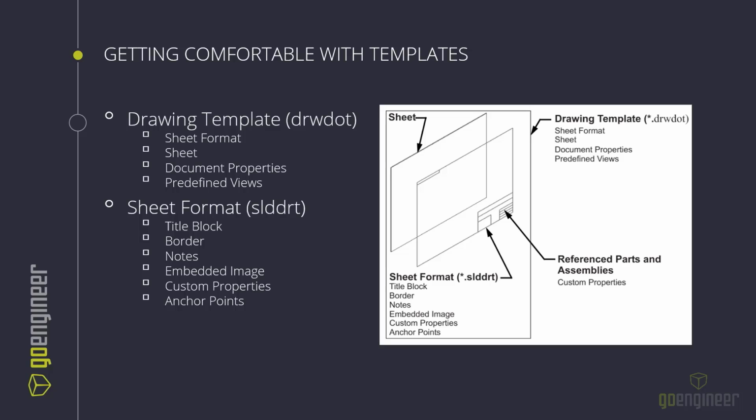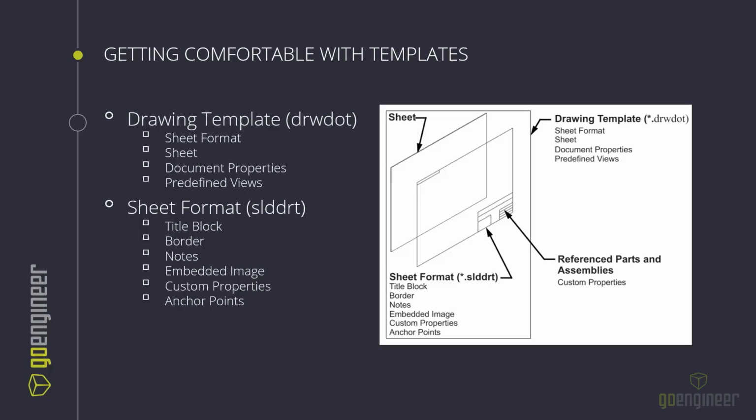And then also there's the sheet format file. That is an SLDDRT file. Think of that as another layer on top of your drawing. That's going to be your title block, the border that you see in the picture, any notes that you would have in your drawing, and an embedded image that can be your company logo, and we'll look into that later in the presentation. Custom properties, that is going to be metadata that is actually driven from your part or assembly that we can import into the drawing automatically.